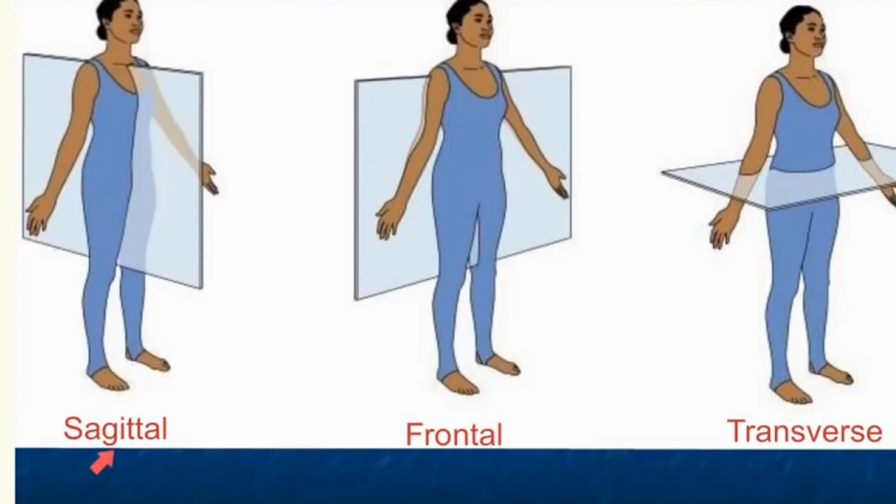Here are your pictures for reference again. So sagittal goes down the midline. Frontal divides you into front and back halves. Transverse cuts you in half at the trunk.